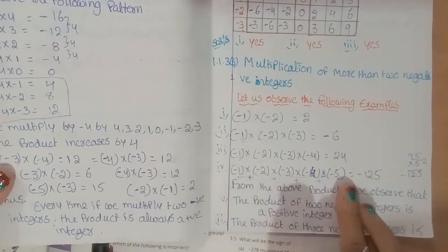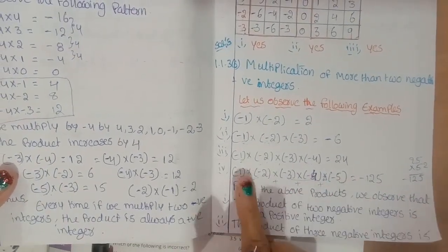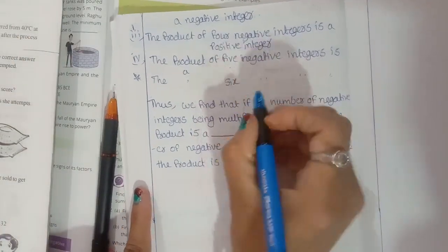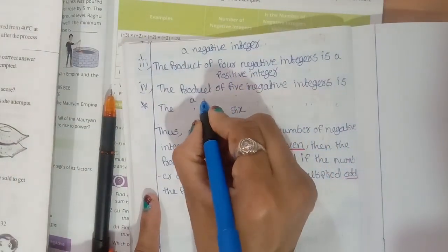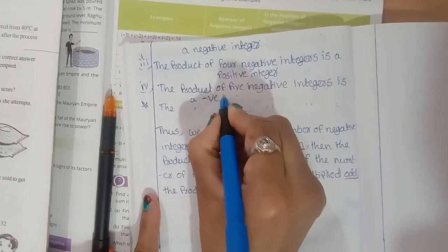Next is the fifth one. Product of 5 only. So you can see 5 negative integers, 1 2 3 4 5 only. So what is the answer, negative or positive? Negative. We will get the answer as negative only. Negative integers.